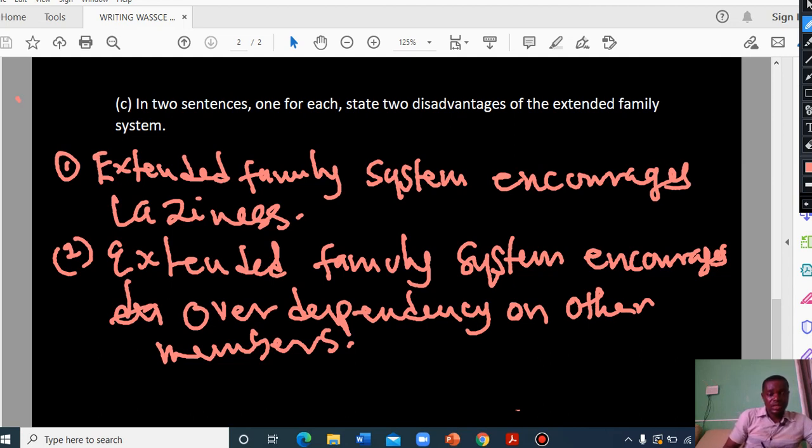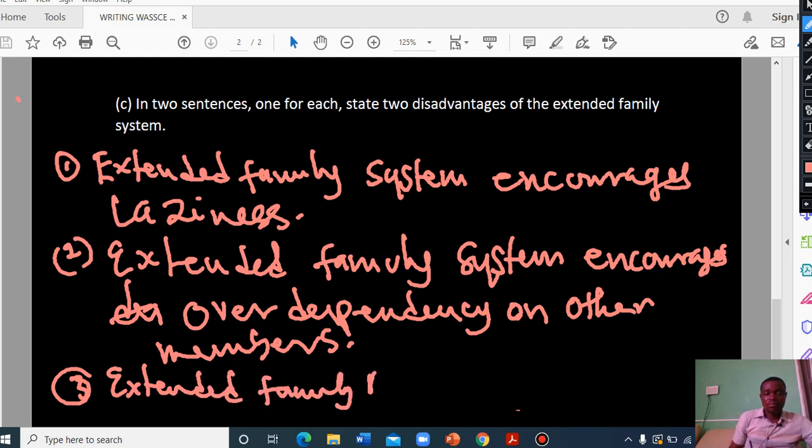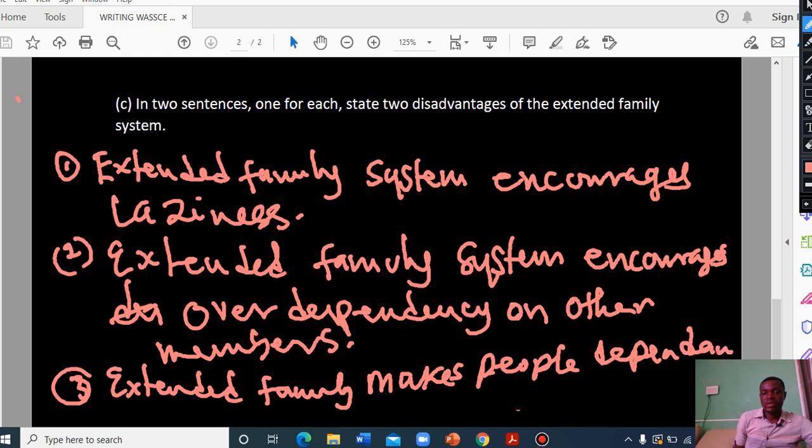So there can be any other way of writing these things. We can also say that extended family makes people dependent. Makes people dependent. They depend on others.